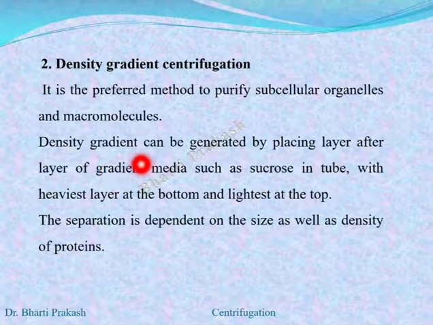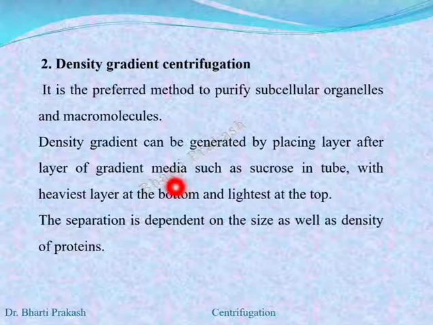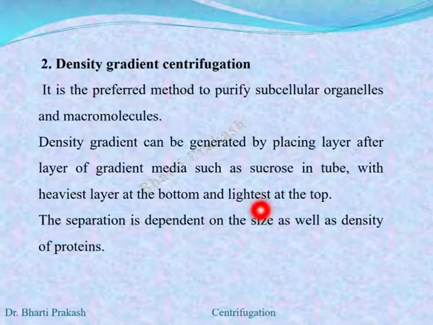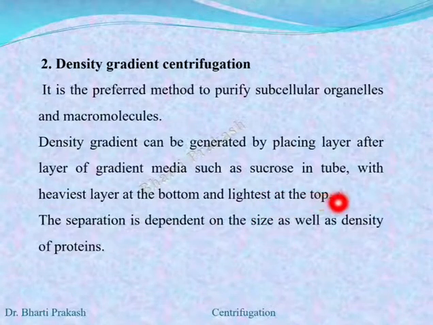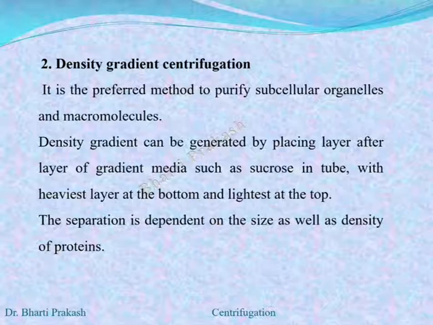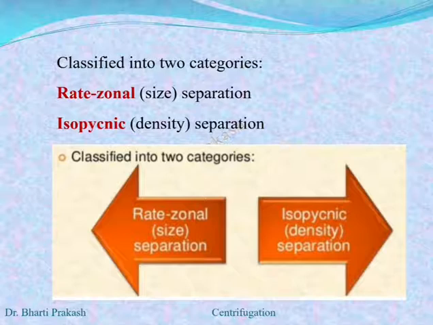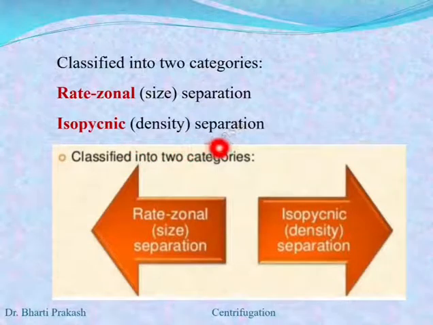The density gradient can be generated by placing layer after layer of gradient media such as sucrose in a tube, with the heaviest layer placed at the bottom and the lightest layer placed at the top. The separation here is dependent on the size as well as the density of the proteins. Density gradient centrifugation is categorized into two: the rate zonal, which is the size separation, and the isopycnic separation, which is the density dependent separation.